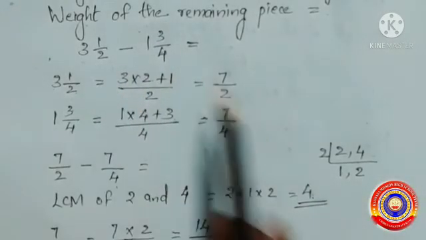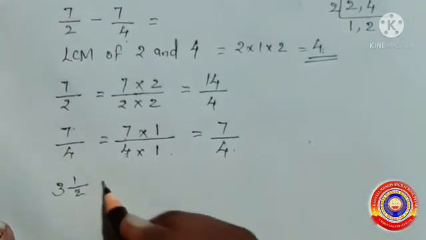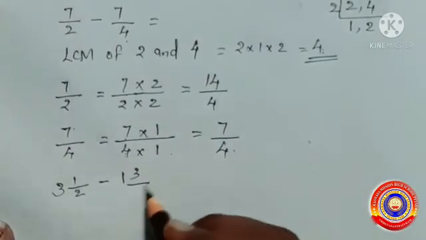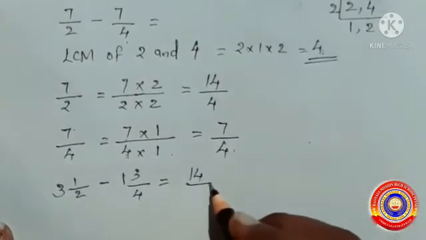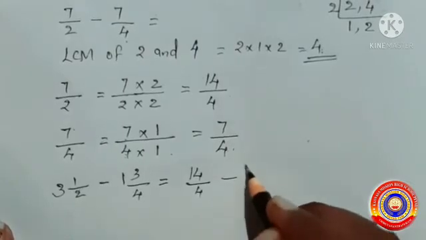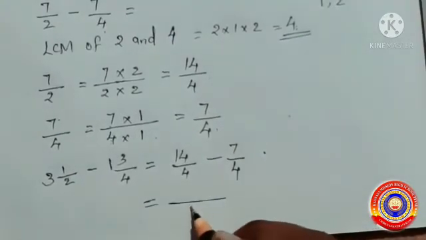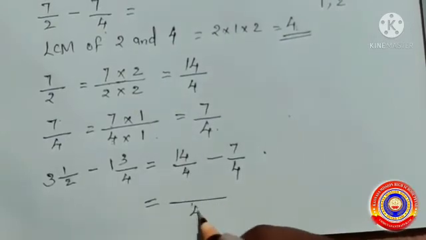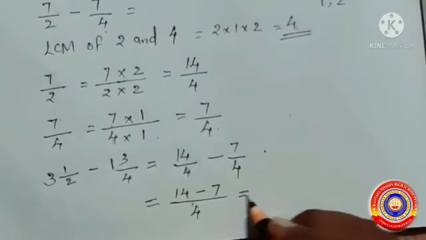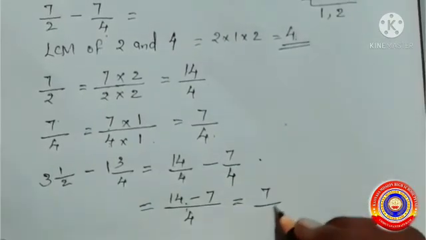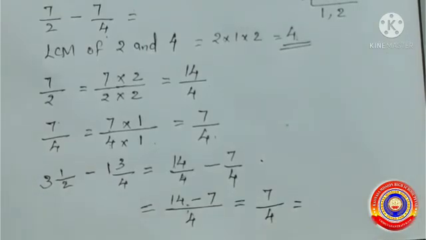Now subtract these numbers. 3 and 1 by 2 minus 1 and 3 by 4 is equal to 14 by 4 minus 7 by 4. Now write the denominator 4 and numerator 14 minus 7. 14 minus 7 is equal to 7 by the denominator 4. That is equal to 7 by 4.